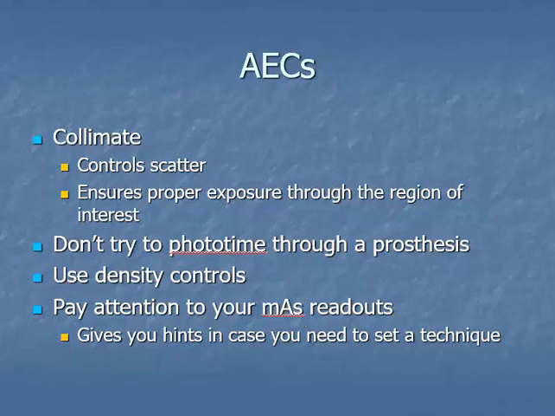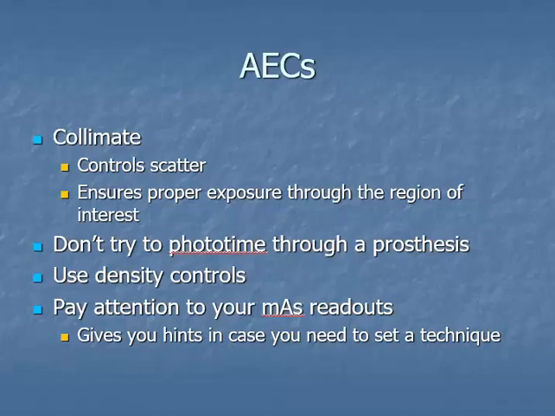You know when something goes drastically wrong. If you're shooting a KUB on an average size patient and it gives you 120 mAs, something's not right there. It very well could be that you just didn't align your image receptor and your X-ray tube. You forgot to move the bucky, whatever. So pay attention to what your mAs readouts look like. You need to be doing that now anyway.